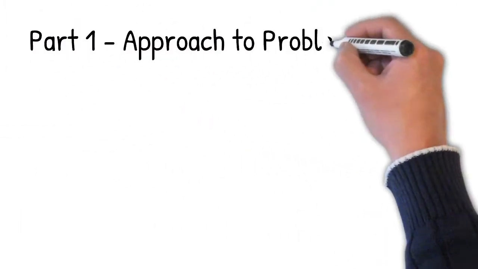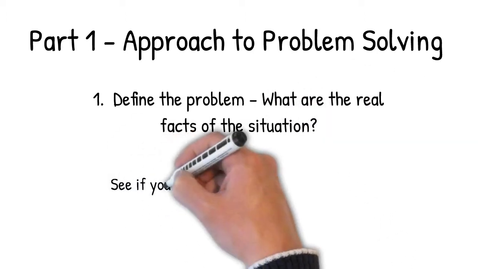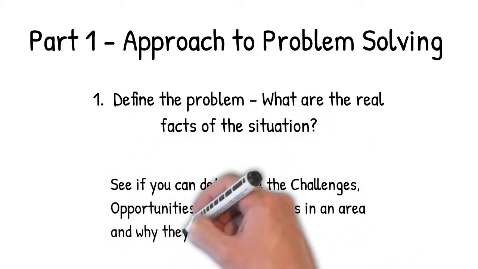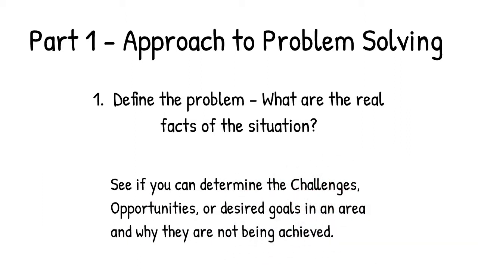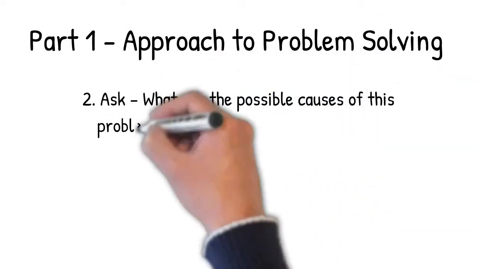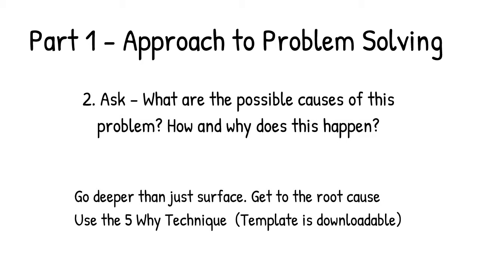So part number 1 is the approach to problem solving. First of all, you need to define the problem. What are the real facts concerning this situation? See if you can determine the challenges, opportunities, or desired goals in that area and why they are not being achieved. Ask yourself, what are the possible causes of this problem? Ask yourself, how and why does this happen? And go deeper than just the surface. Try to get to the root cause of the problem.